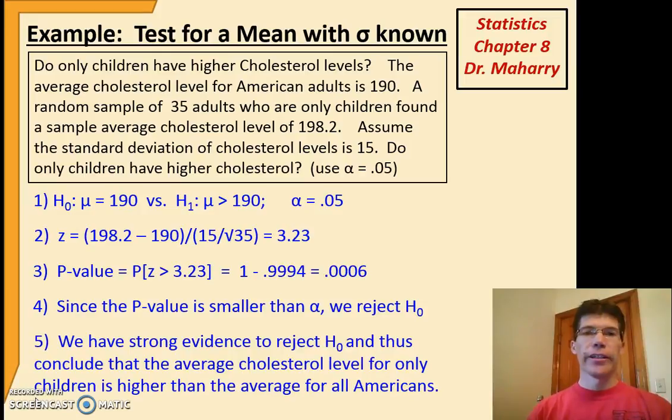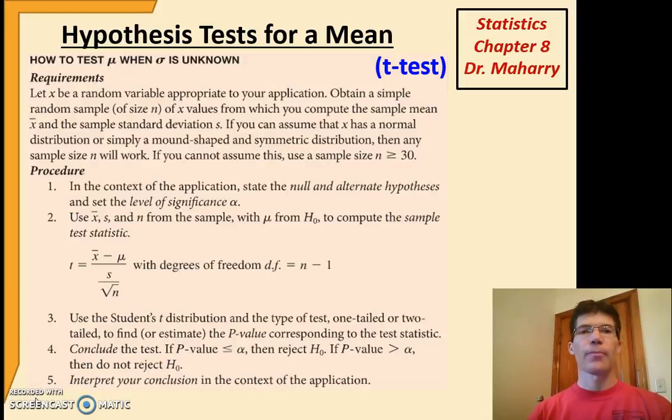So my conclusion here, remember when we reject, we're drawing a sort of definitive conclusion. We're making a statement against H0. We're saying we have strong evidence to reject H0 and conclude, in this case, that the mean cholesterol level for only children is higher than the average for all Americans.